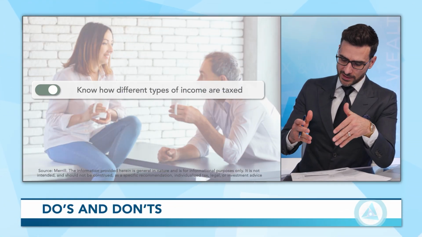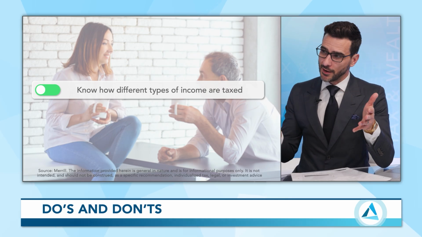Okay, welcome back. So let's start with a little do's and don'ts when it comes to tax planning, and then after that, we'll close up with a couple examples. Okay, the first do, well, we already talked about it. You need to know the different types of income in terms of how they're taxed, right?